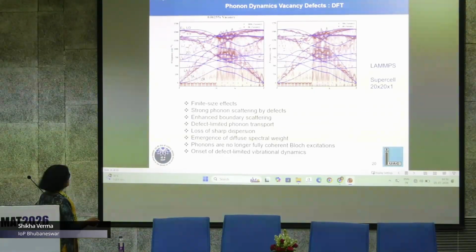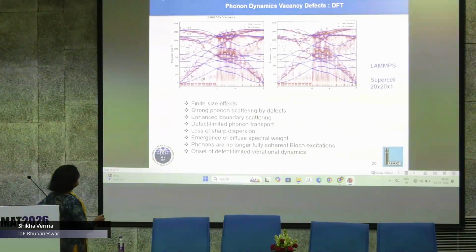So there are finite size effects, strong phonon scattering by defects, enhanced boundary scattering, defect limited phonon transport, loss of sharp dispersion. Basically the bands are no more sharp and it is all dispersed. Emergence of diffuse spectral weight. Phonons are no longer fully coherent Bloch excitations, and onset of defect limited vibrational dynamics.